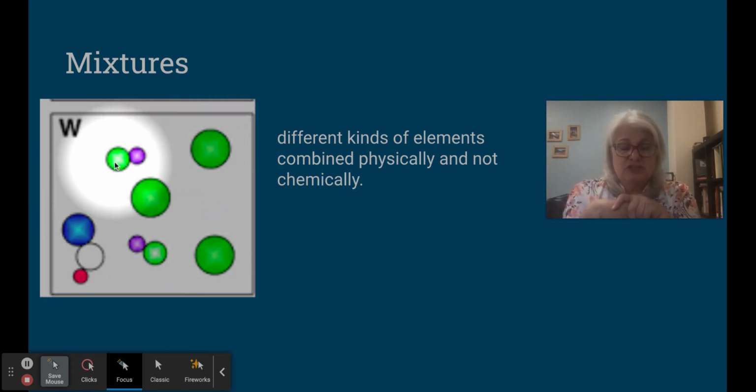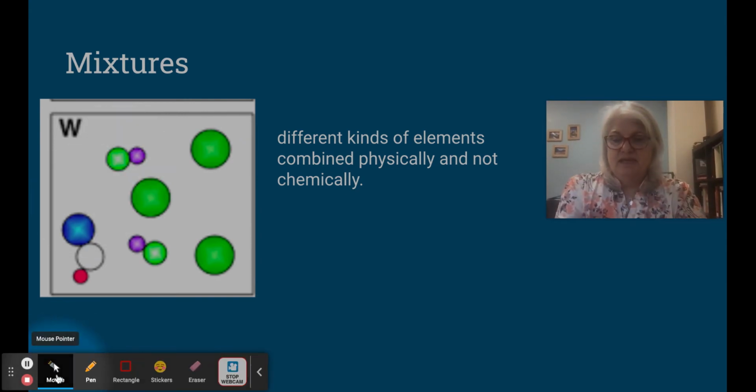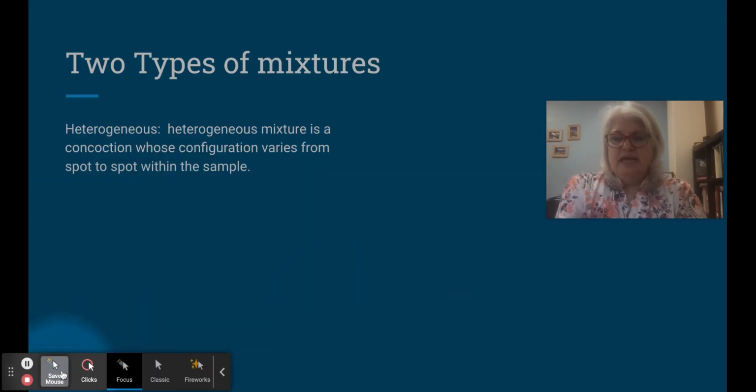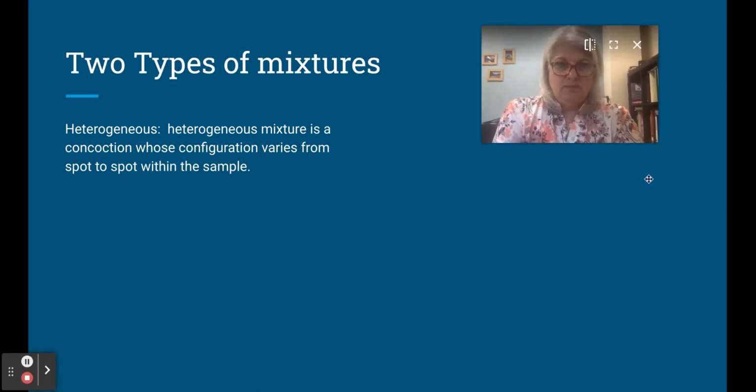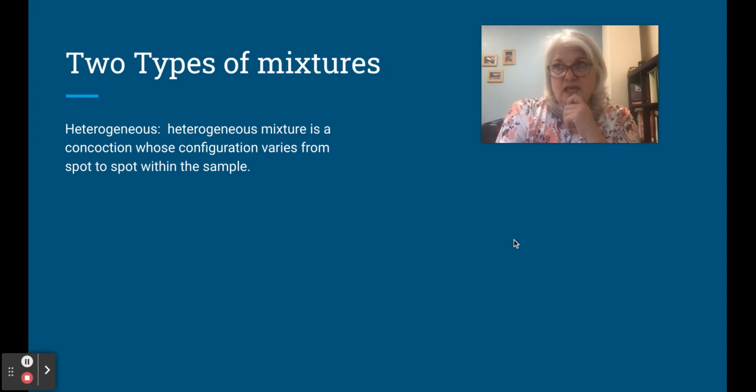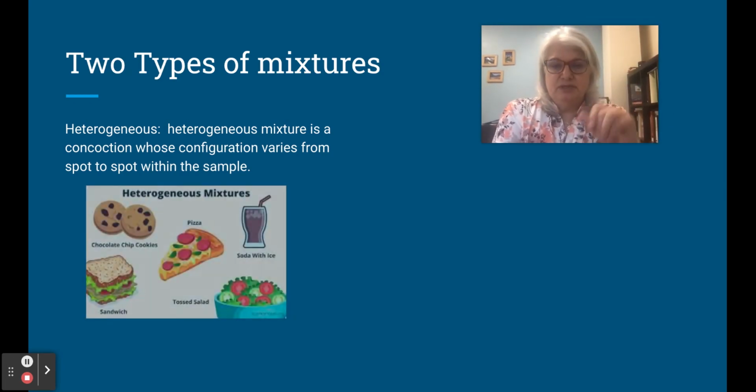So mixtures, you have lots of different stuff that is just mixed together. It is not chemically combined, it is just physically combined. I hope that helps. Now, there are two types of mixtures that I want you to know. It has to do with how uniform the mixture is. Does it look the same all the way through, or are there different parts to the mixture?